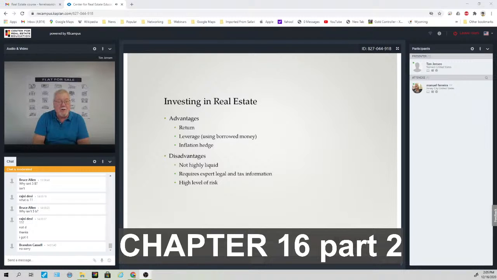I've worked on commercial deals where the investor started the negotiation in X days, and a year and a half later or more, they finally come to terms and conditions. So it doesn't quickly convert to cash. It's not highly liquid. So that's a disadvantage to an investor. Secondly, it requires expert legal and tax information, as well as physical and mental work. You got to do work.